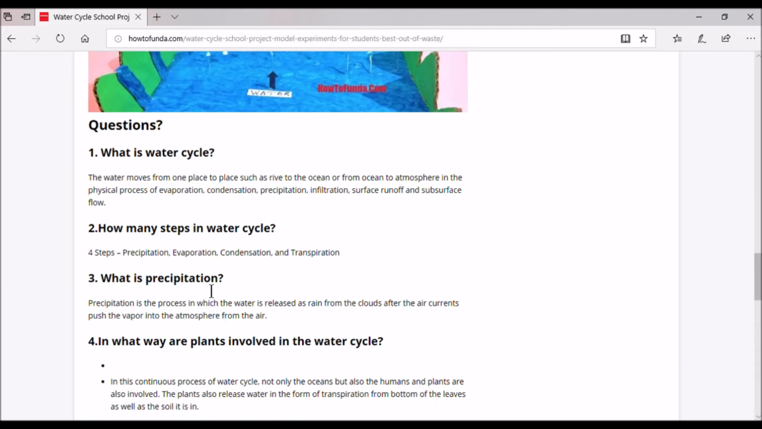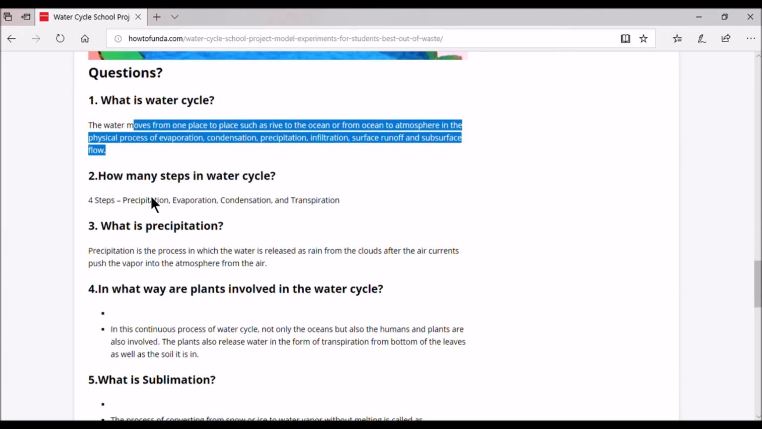There are some questions that get asked when you present this water cycle model in school exhibitions. We have listed some of these questions and are also trying to answer them for you. First of all, understand what the water cycle is. Just explain the overall process. You should explain where it starts from: evaporation, then condensation, precipitation, infiltration, and surface runoff. These are the whole phases of the water cycle.